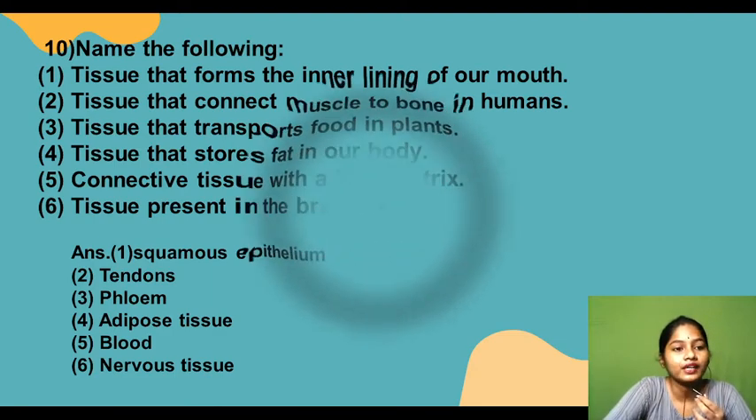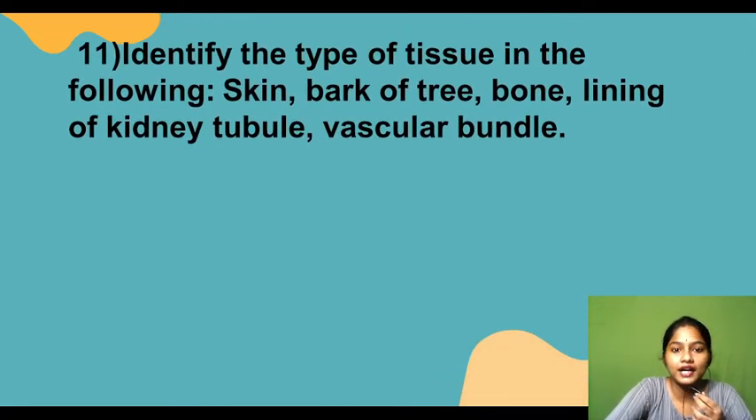Very good. Now moving to the next, identify the type of tissue in the following. So we have to identify which kind of tissue is present in our skin, bark of tree, bone, lining of kidney tubule and vascular bundle.